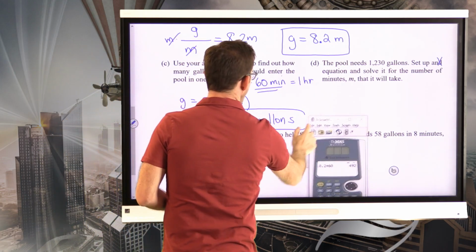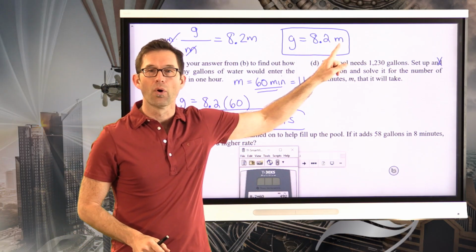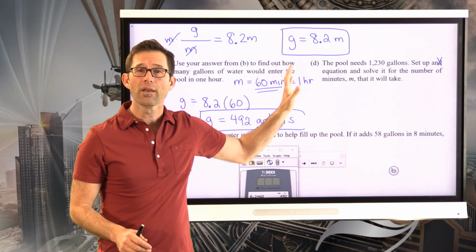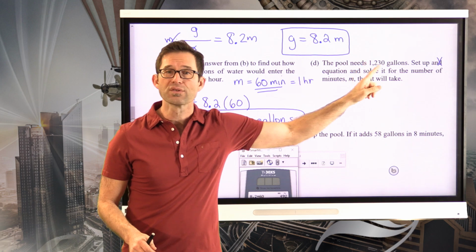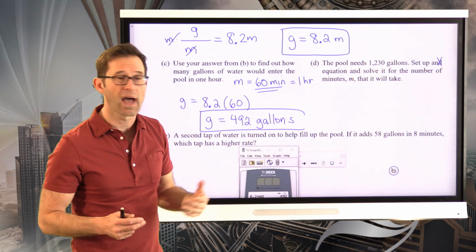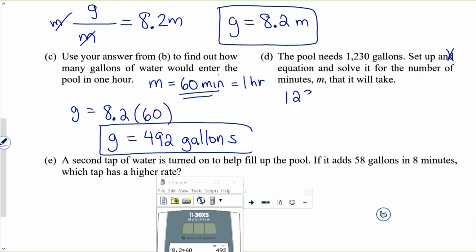All right, so let's talk about how we can set up an equation. The cool thing about a proportional relationship, right, is that sometimes you're given the value of this variable, and then you just have to do a multiplication to find this variable. On the other hand, in this situation, they've told us the number of gallons, 1,230, and we're trying to figure out the number of minutes it's going to take to actually fill that up. So in this case, we're looking at solving this equation. 1,230 equals 8.2 times M.